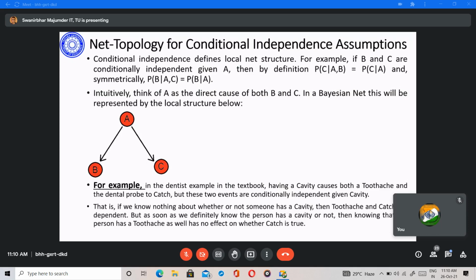So if we know that someone has a cavity or there is some catch probe, what is that? Those who have gone to the dentist will see that nowadays they have a catch probe kind of thing which they put inside, and they drill to clean the cavity, and after that they do some spray-type thing. Okay, has anyone gone to the dentist, got a filling done, small or big? Have you gone to the dentist?